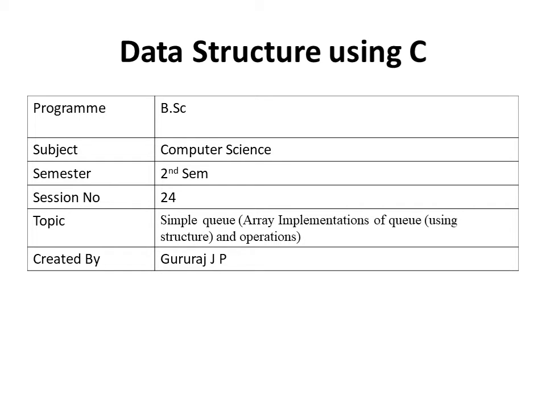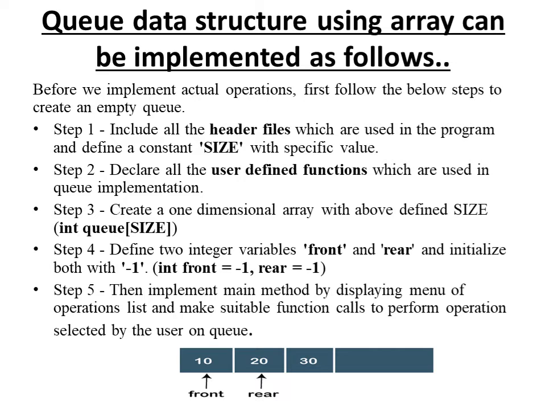In this session, I am explaining simple queue or linear queue, how it works and its operations in detail. What is this? I am explaining. A queue data structure using an array can be implemented as follows. Before we implement the actual operations, first follow the below steps to create an empty queue.